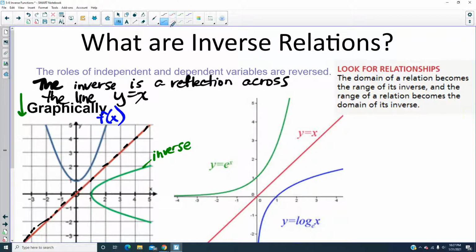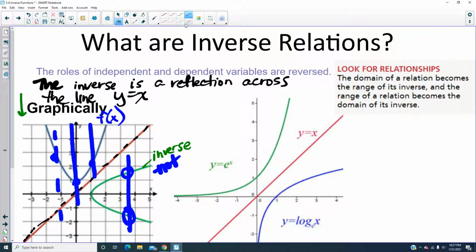If you remember the vertical line test tells you if a relation is a function. If you can draw a vertical line and only hit the graph one time, then it passes the vertical line test and we do have a function. But right here, the inverse, if I were to draw a vertical line, I would hit the graph twice, which would make the inverse not a function. We'll see a little bit more about that later.